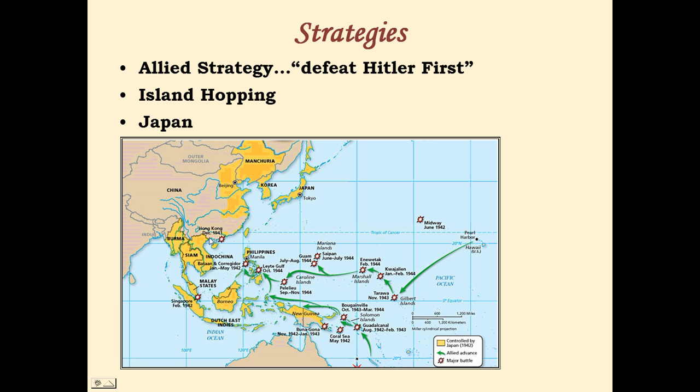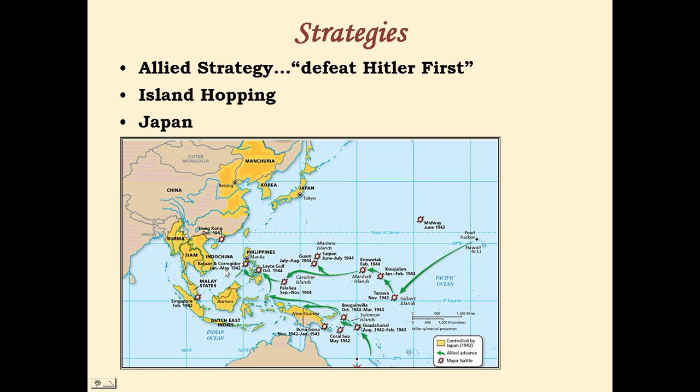Japan's strategy was to try and take over as much as they could in the Pacific. What they were hoping to do was to take over as much territory as possible in the Pacific, and they hoped that this would encourage the United States to just give up, because their task to take back all this stuff would just be too big. The Americans, of course, stood up to the Japanese, and what they did was something called island hopping.